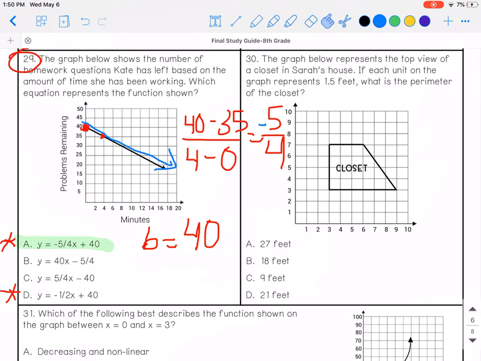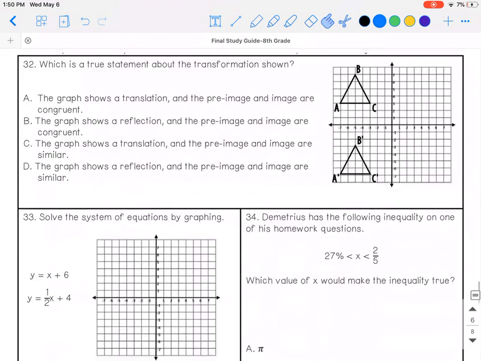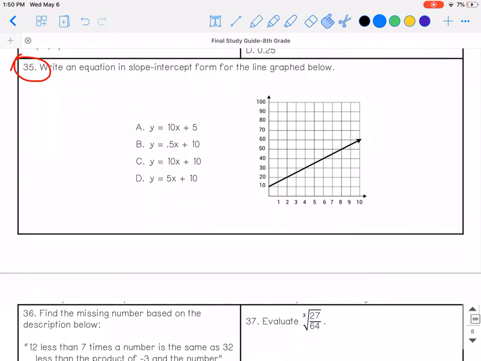Last one for today is going to be number 35. So for 35, we just want to write an equation. It's kind of similar to the one that we just did. The first thing I want you to notice is if the line is going up or down. It looks like it's going up, so this is a positive direction. We know that our slope is going to have to be positive. For us, all of our options are positive, so that's good to notice.